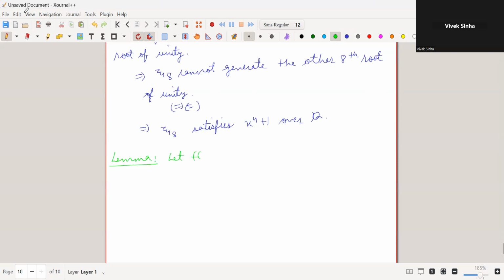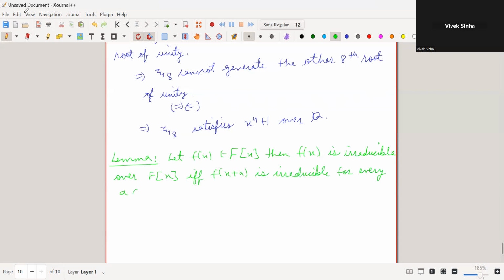Let f(x) belong to F[x]. Then f(x) is irreducible over F[x] if and only if f(x plus a) is irreducible for every a belongs to F. Okay, and what is the proof of it?